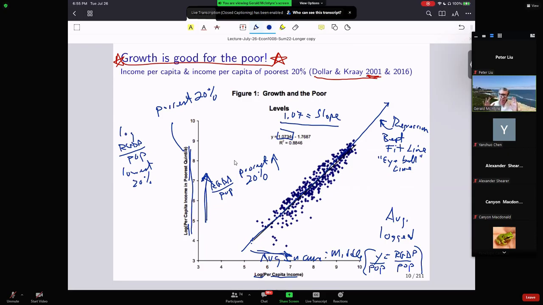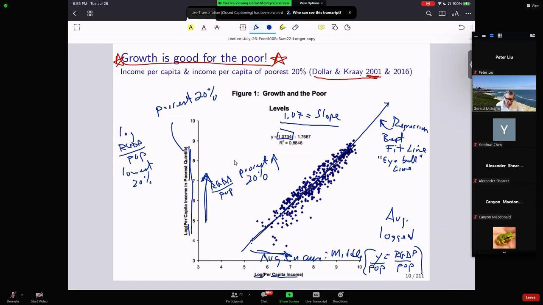That means the middle and the bottom are both increasing, but the bottom is actually moving by more, which means the income distribution, at least in that part of the graph, is tightening. That growth is better for the poor than it is for the middle. If the middle increases by 1%, the income of the poorest 20% increases by 1.07%.